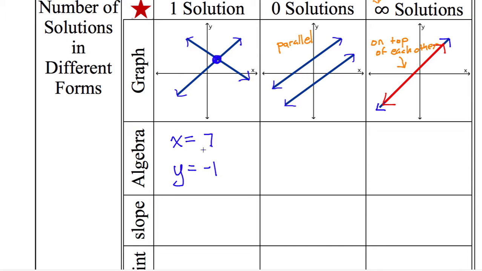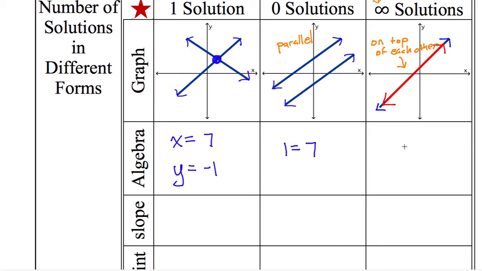You'll get some answer. Whenever I do the algebra with elimination and substitution, what I'll get for 0 solutions, I'll get something that is clearly not possible, like 1 equals 7. That is not possible. Therefore, there are no solutions. By using elimination substitution, you're saying, assuming that these lines intersect, what happens? 1 equals 7 means, hey, they don't intersect. They never have a solution.